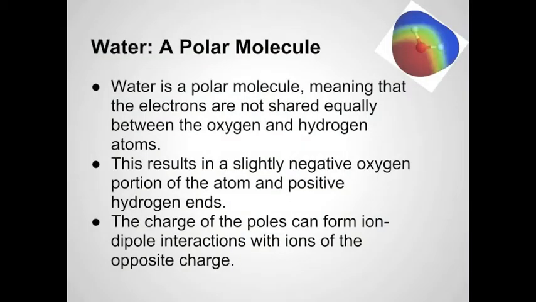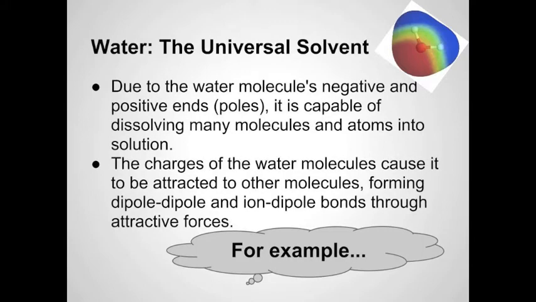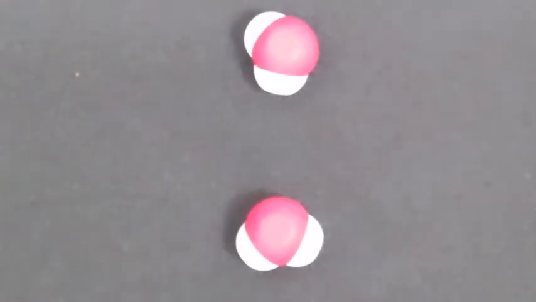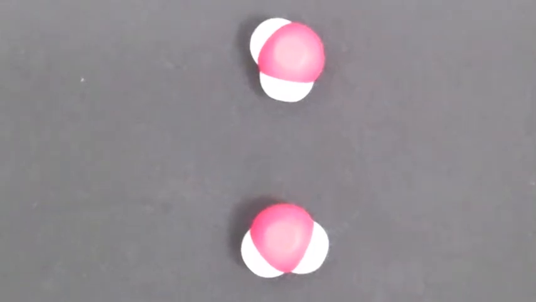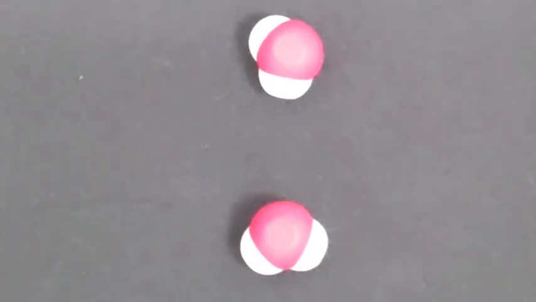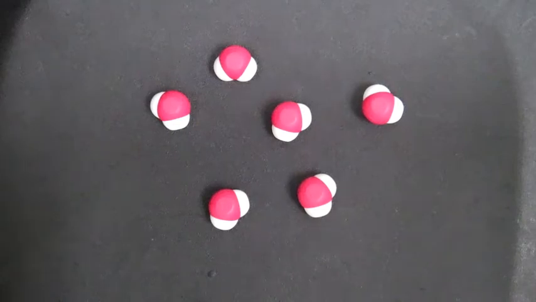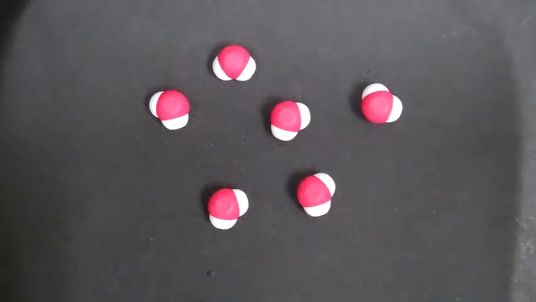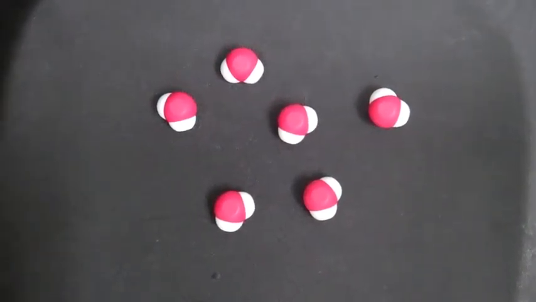Water is a polar molecule, meaning that the electrons are not shared equally between the oxygen and hydrogen atoms. This results in a slightly negative oxygen portion of the atom and positive hydrogen end. Due to water's polarity, it is capable of dissolving many molecules and atoms into solution. This represents a water molecule. Water molecules are polar, meaning that they have a negative end and a positive end. The molecules arrange themselves so that the negative ends and the positive ends are near each other due to the attractive forces.